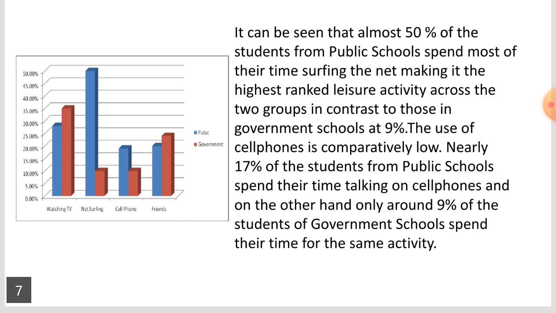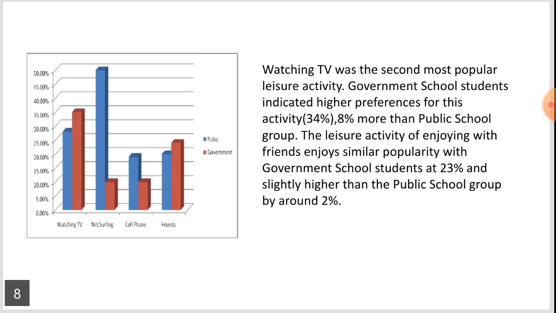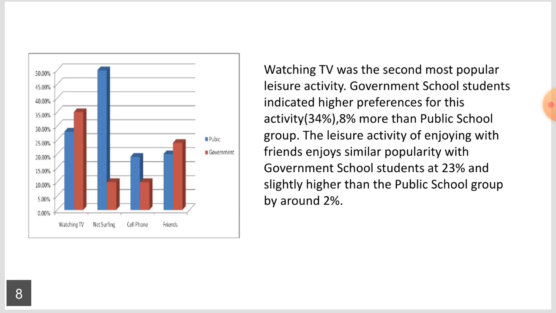The use of cell phones is comparatively low. Nearly 17% of the students from public schools spend their time talking on cell phones, and on the other hand, only around 9% of the students of government schools spend their time for the same activity. So over here we have focused on the high points and the low points. In the next paragraph we will focus on the other 2 points.